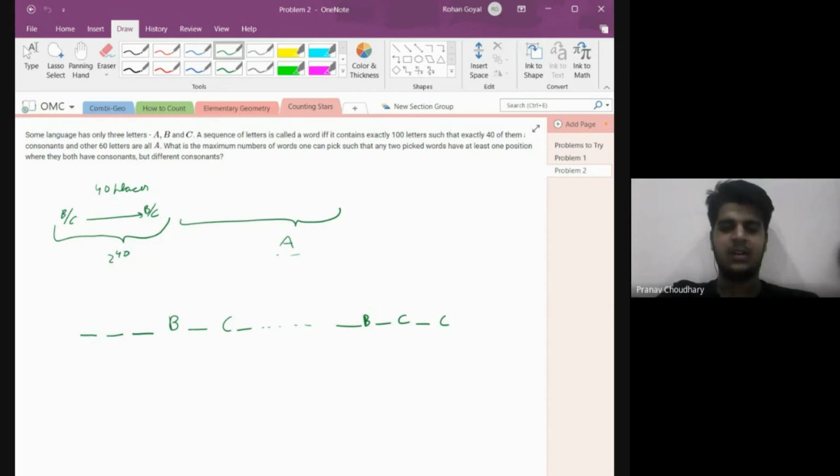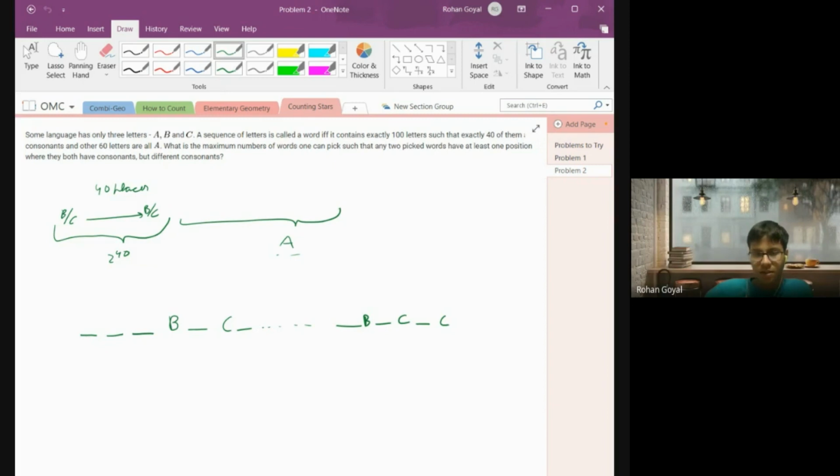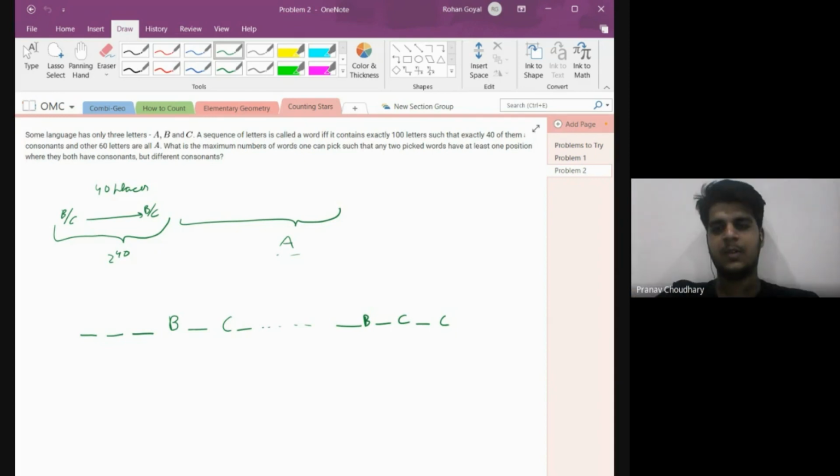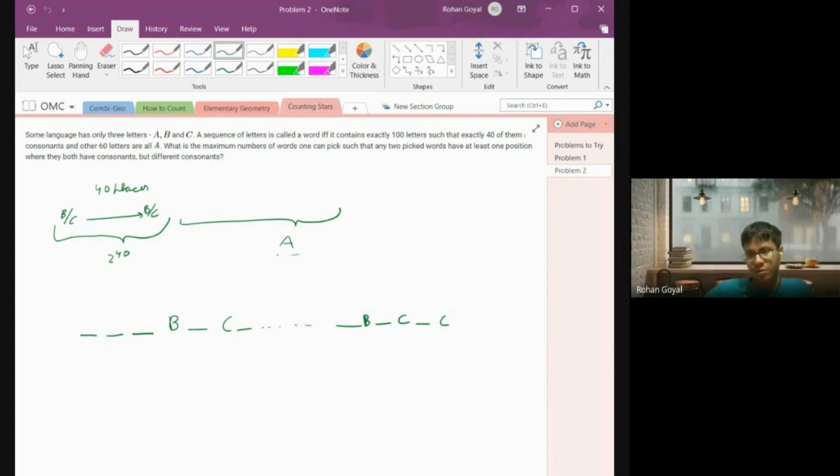What do we have to tell now? So, how many maximum different words can you create, such that any two given words from your set of words differ in at least one of the consonants? Yeah, so we got a lower bound, 2 to the power 40.